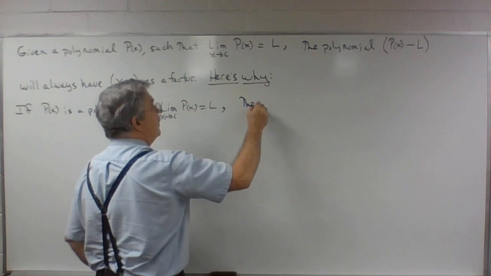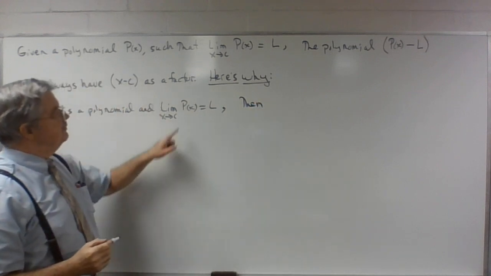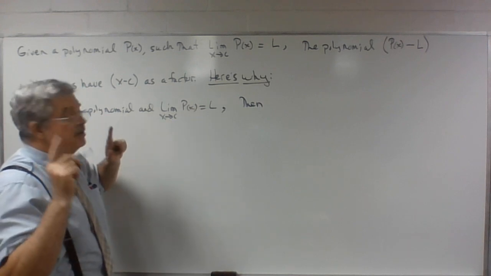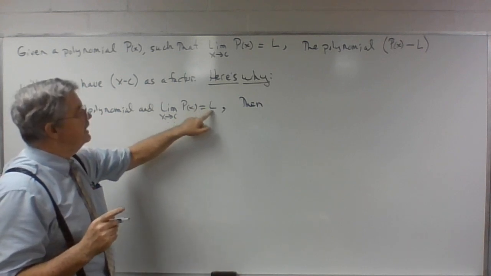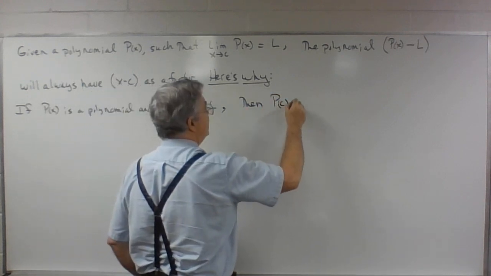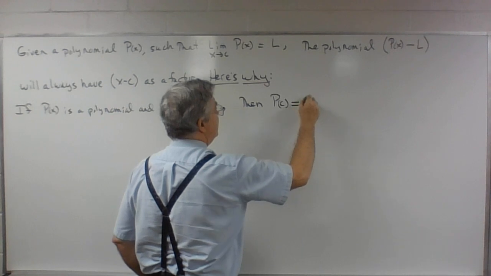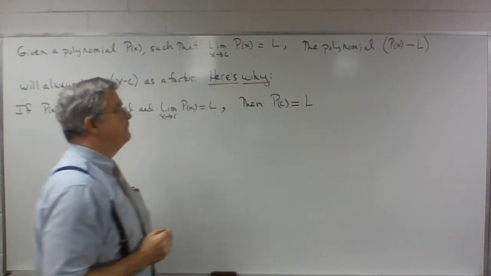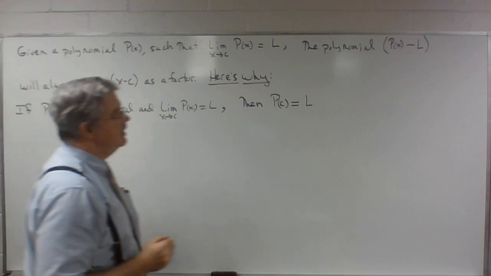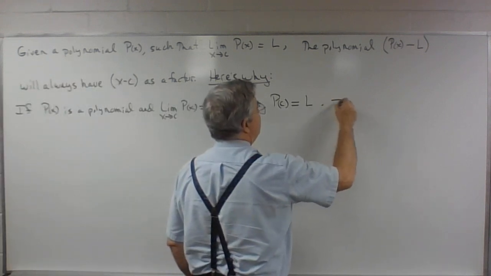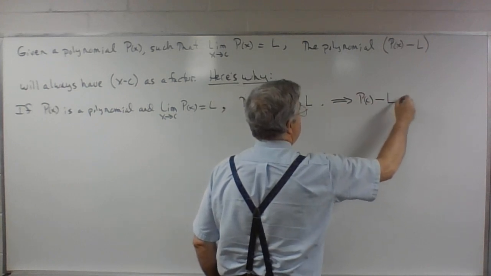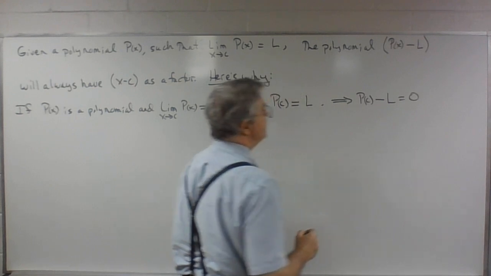Polynomials are continuous, which means we can compute their limits by plugging in the number that x is approaching. So what that means is that if I can compute the limit of p of x by plugging in, that means that the polynomial evaluated at c is equal to L. Okay. And this means that the polynomial evaluated at c minus L is 0.